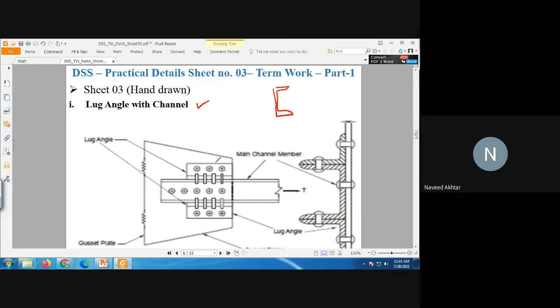Okay, so you can see here the length of connection is short. We need additional support to complete the connection. So here you can see, this is the channel section. This one is the main channel member. This one is the main channel member. Okay, and then two additional angles you can see are provided. One is here. This is lug angle 1.